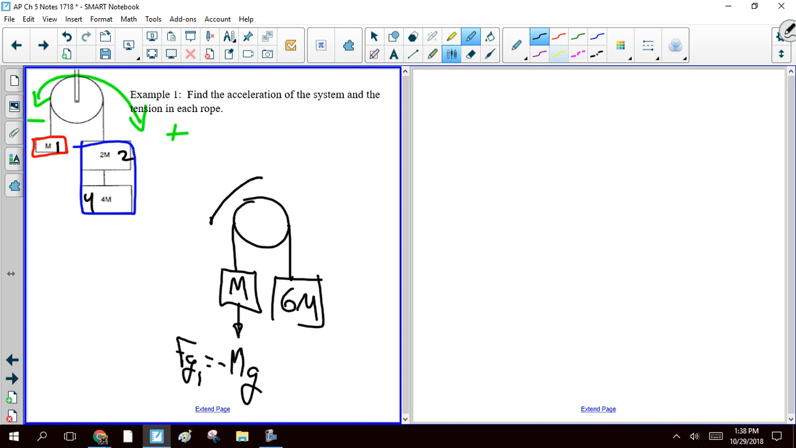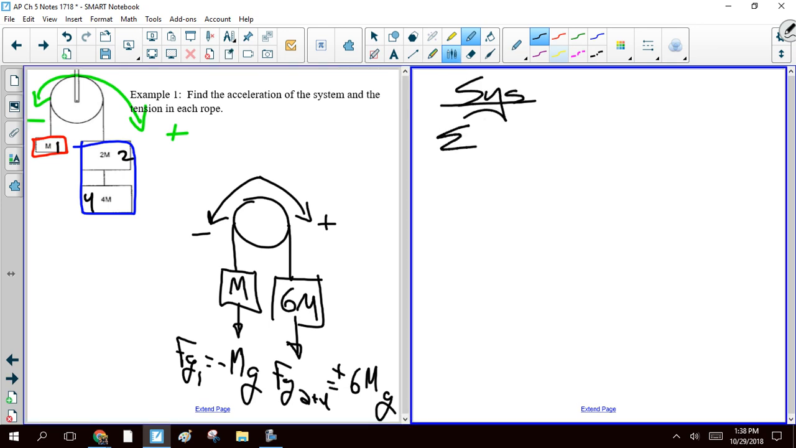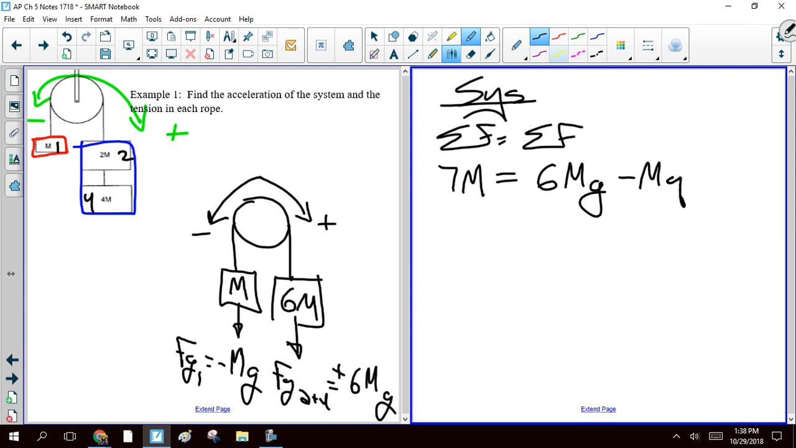And notice, it's encouraging motion in that direction, so I had to make it negative. Over here, the force of gravity on blocks 2 and 4 combined is going to be 6m times g, and that's in a positive direction. Now I can do net force equals net force. So for my system, mass times acceleration. Our total mass of the whole system is 7m. That equals 6mg minus mg.